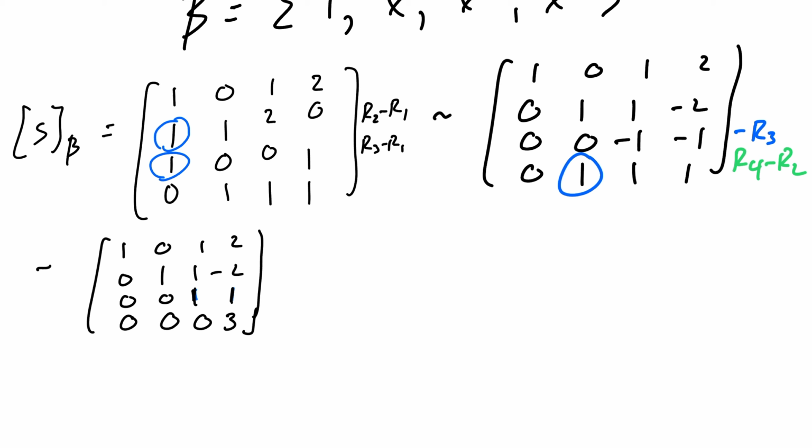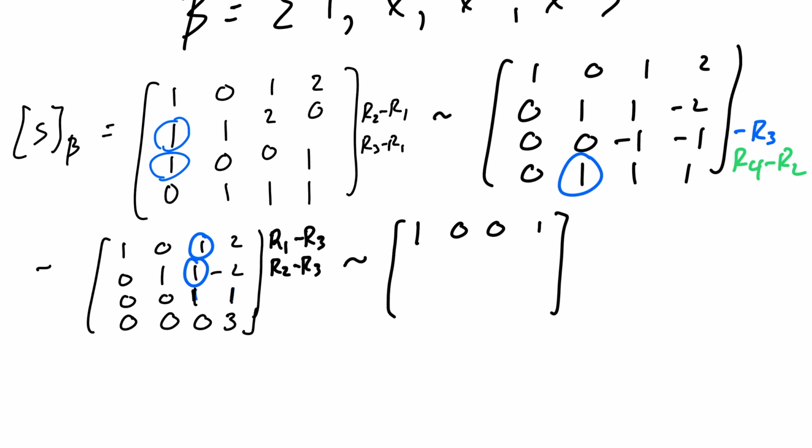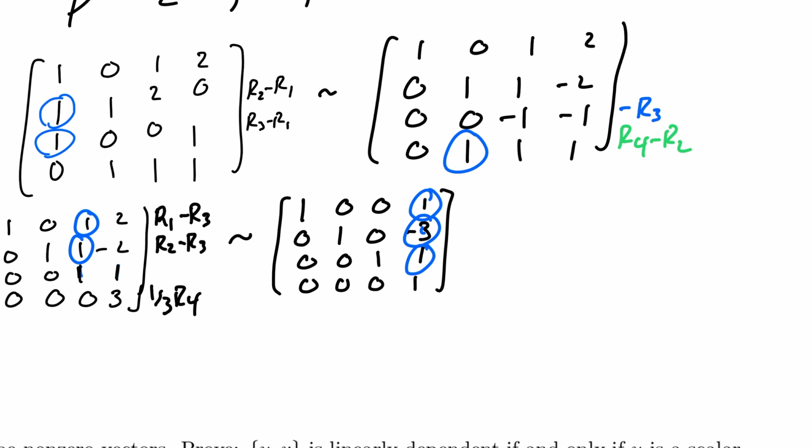All right, continuing this on here, I want to go ahead and make this entry 0. So to do that, I'm going to go ahead and take row 1 minus row 3, and then row 2 minus row 3, in which case I end up getting 1, 0, 0, 1, 0, 1, 0, -3, 0, 0, 1, 1, 0, 0, 0. For the last one here, I'm just going to multiply by a third just to clean it up. So I get a 1. All right, to finish this off here, I'm going to go ahead and make these entries here.